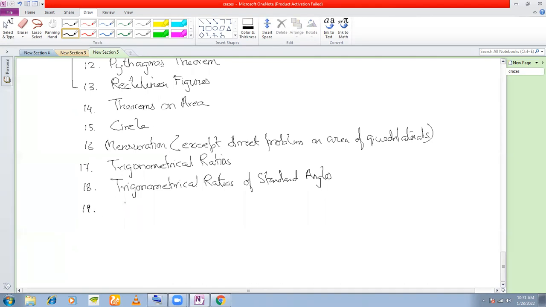Coordinate geometry. Everything is there. No exception in coordinate geometry. There are three parts to coordinate geometry. First is the graphs. Second is how to solve simultaneous equations with the help of graphs and hence find the area of triangles. The thing that you did your project on. And the third part will be distance formula. All are there in coordinate geometry.